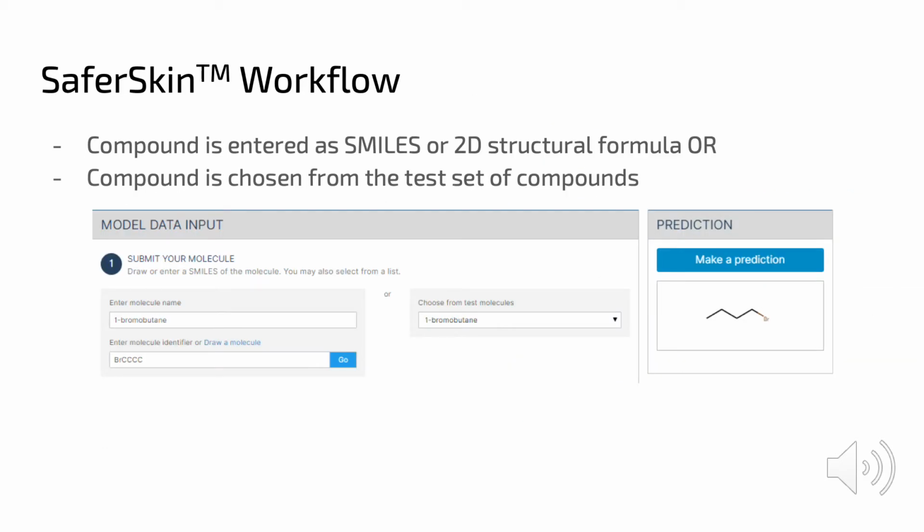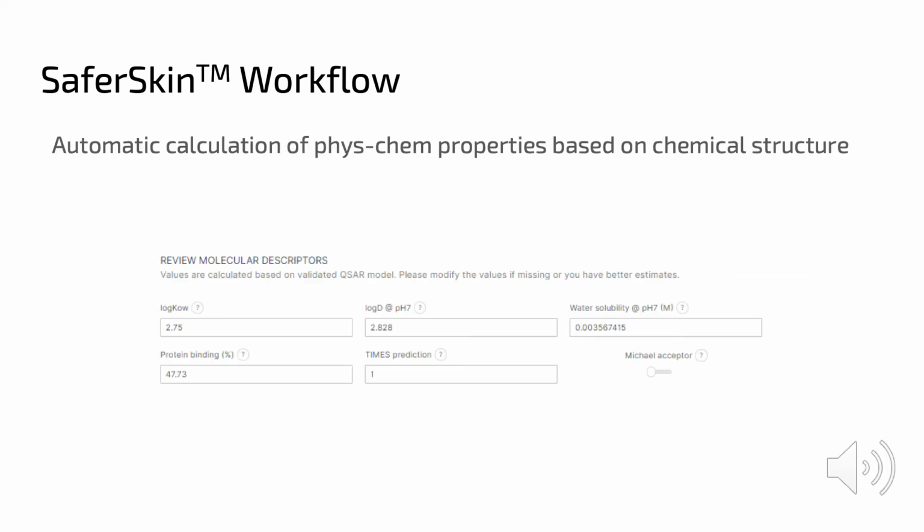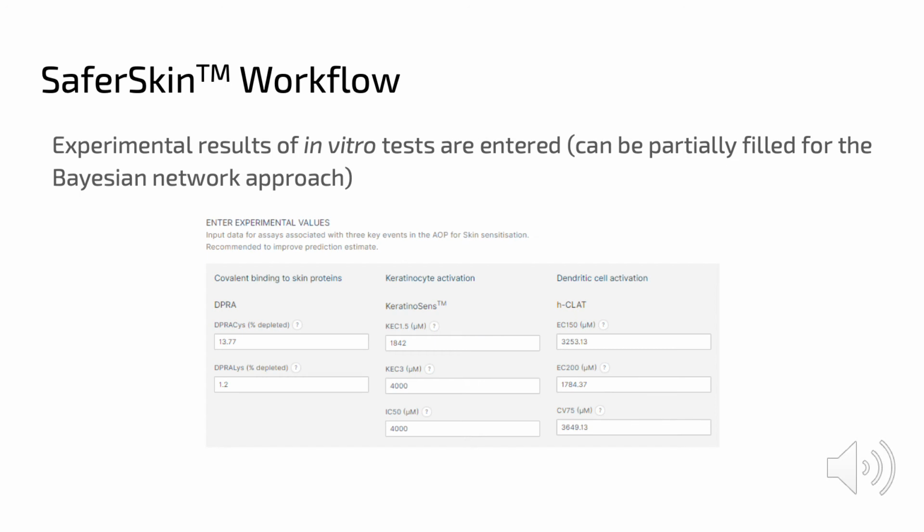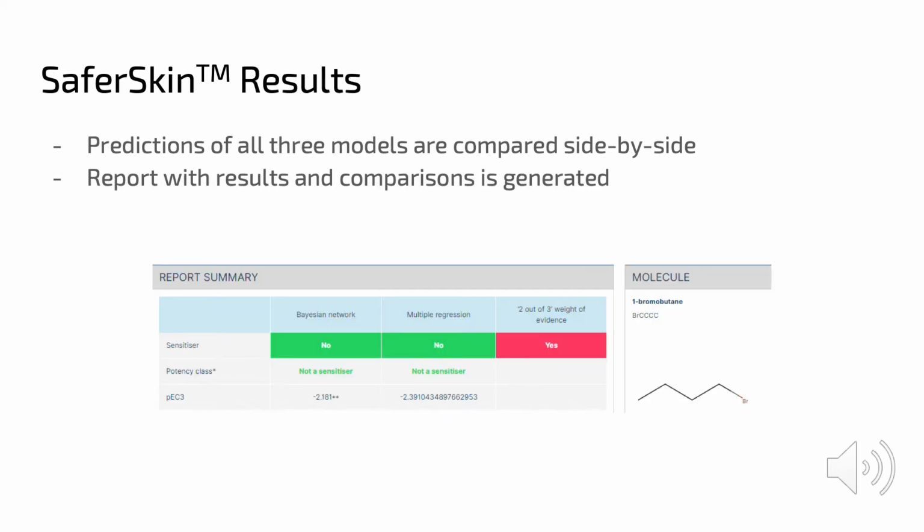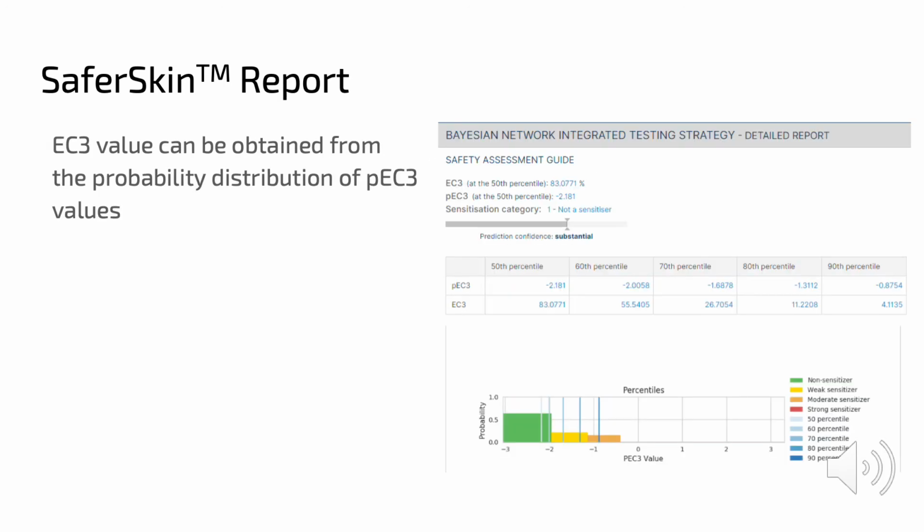The SaferSkin workflow starts with the entry of a chemical structure. SaferSkin calculates physical-chemical descriptors based on the chemical structure. Experimental values from the user can also be used to override default values. The user can enter experimental values for assay data into the user interface. SaferSkin prediction results for the endpoint are generated for different defined approaches, which can be compared. SaferSkin finally generates a report with the details of the calculations and the results.